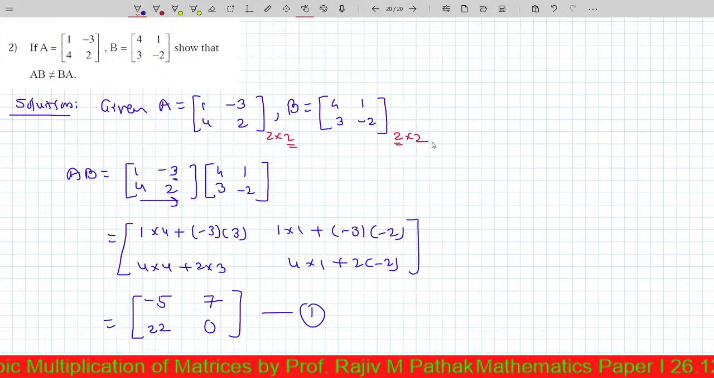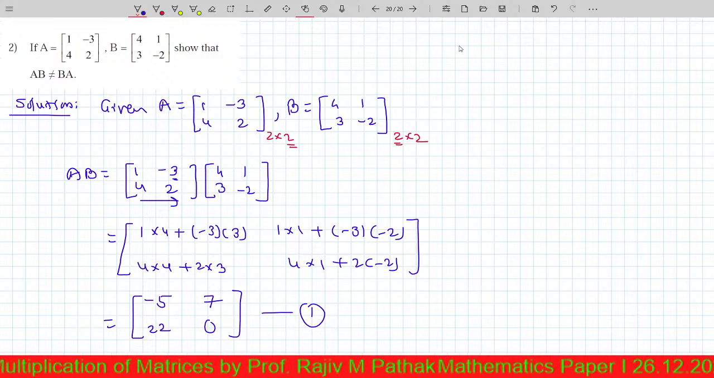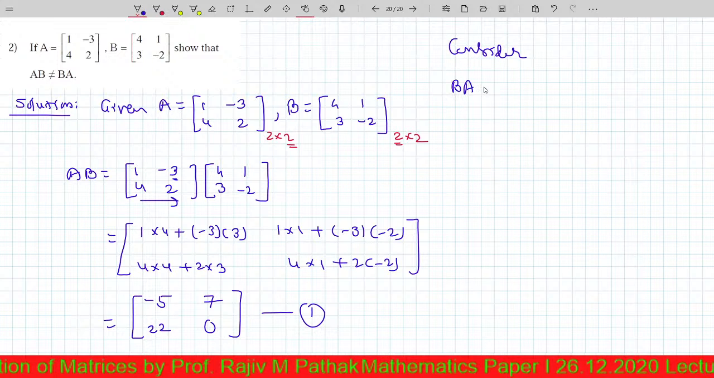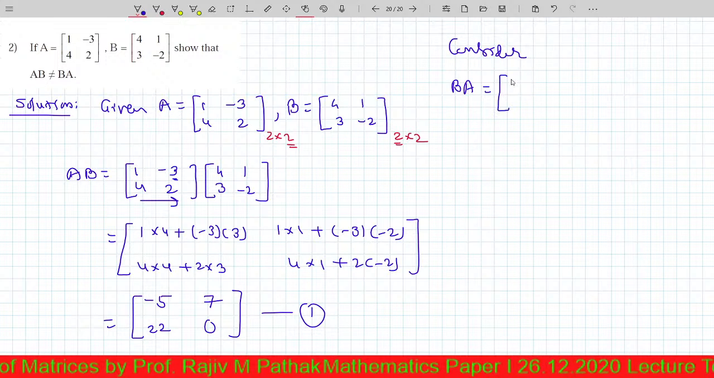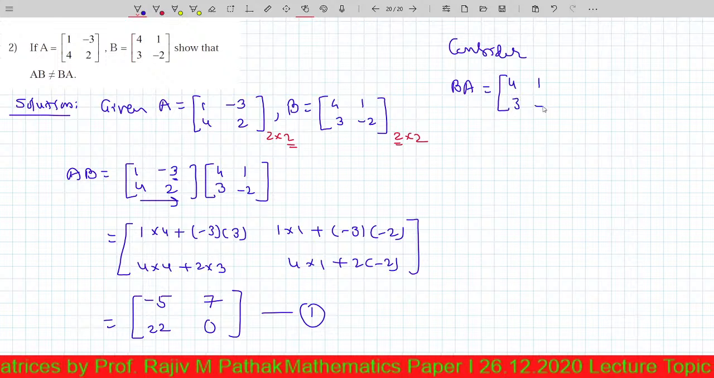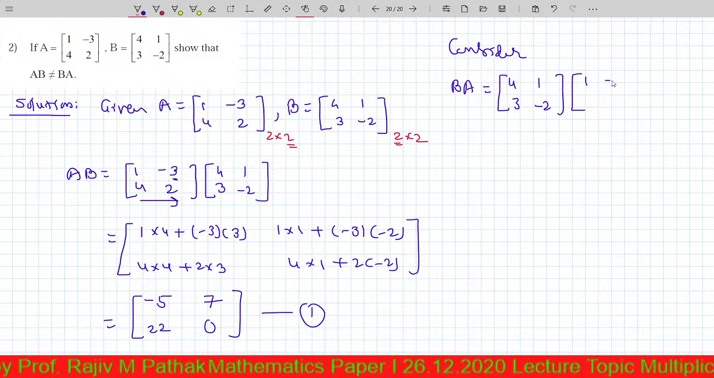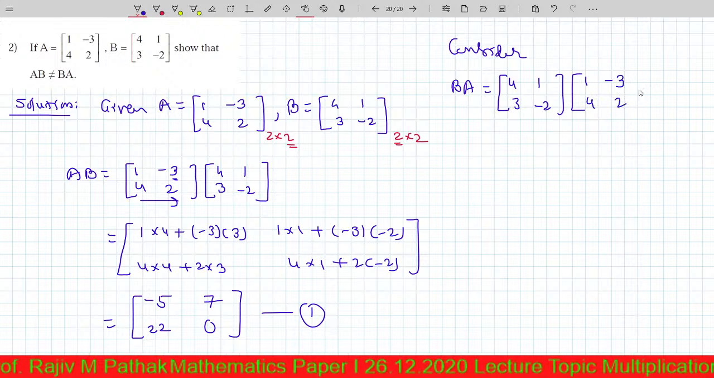Then you consider BA. B is [4 1; 3 -2] into A. A is [1 -3; 4 2].